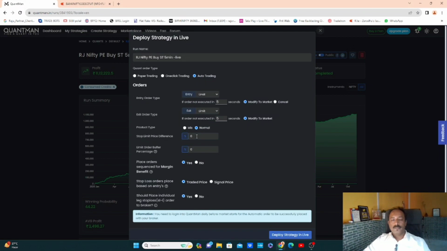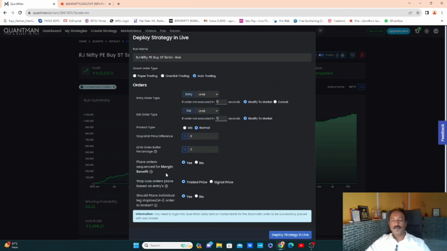Stop loss price difference also you can keep. Limit order buffer percentage: here you can keep 2%, because in worst-case scenarios it is 2% over and above. See, if the option is trading at 400 rupees, 2% is almost 8 rupees over and above, and it will not take any order beyond that. If you want to understand more details, if you click here, it shows if the buy order was placed as a limit order at 105, and the sell order, you can go through the complete document there. So we are limiting our buffer percentage to 2%.